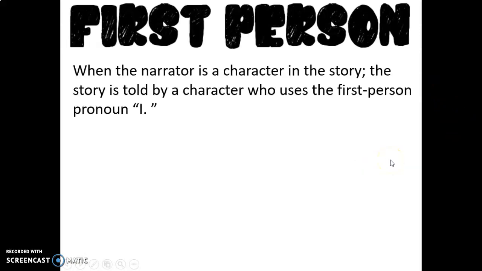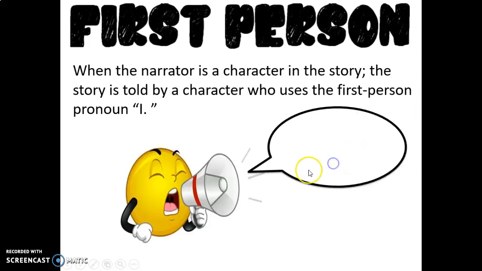In first person, the narrator is a character in the story, and the story is told by this character using the first person pronoun I. I am the person who is telling you my story.